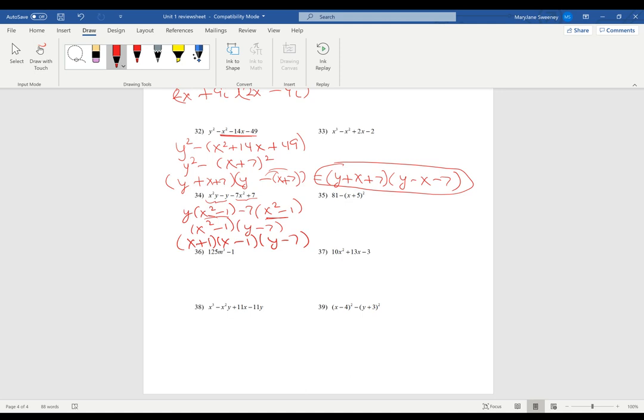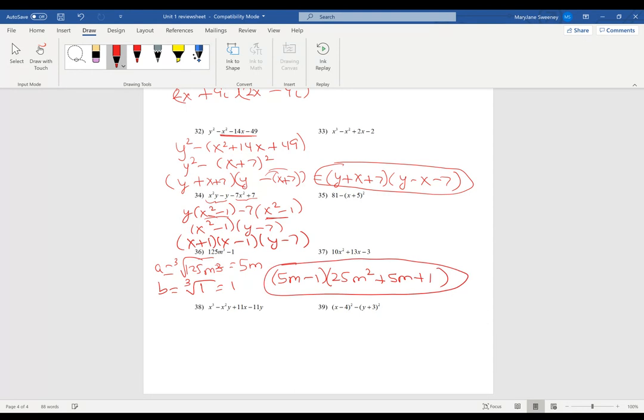36 is a difference of two cubes. So a is the cubic root of 125m cubed, which is a 5m, and b is the cubic root of 1, which is 1. So then we go a minus b, a squared plus ab plus b squared. So that's my answer for 36.